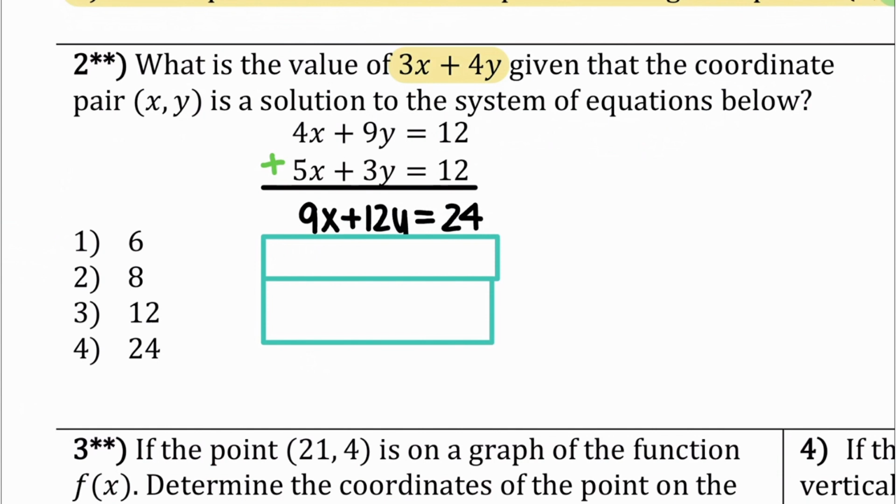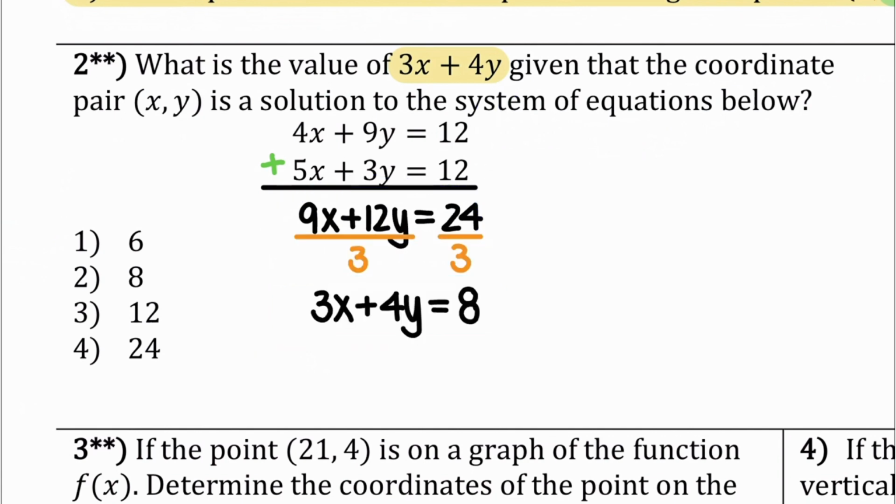And is there any way that we can manipulate this equation to give us 3x plus 4y? Yup, by dividing by 3. So that tells us that 3x plus 4y is equal to 8, and that is our answer. No need to solve for x comma y. Just because we can solve for x and y doesn't mean that we should.